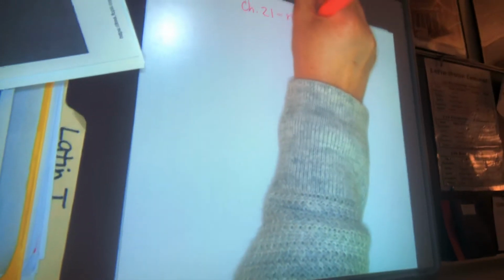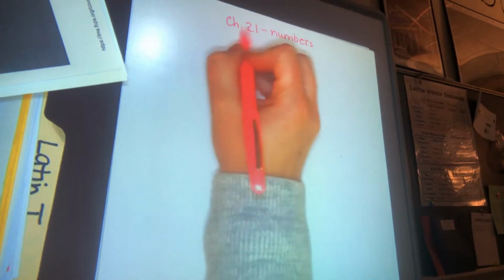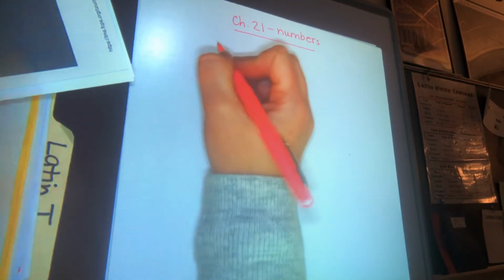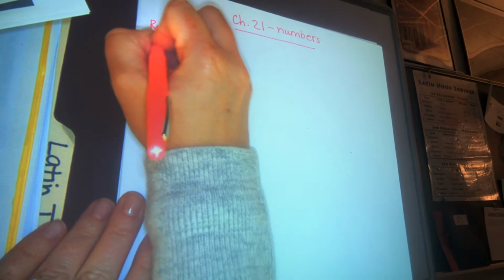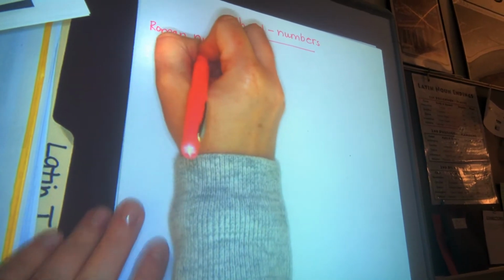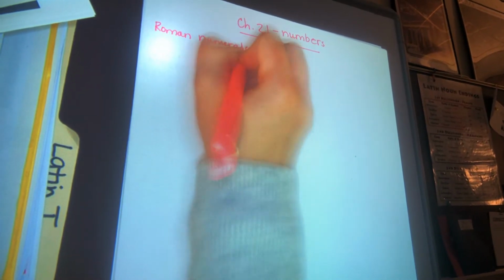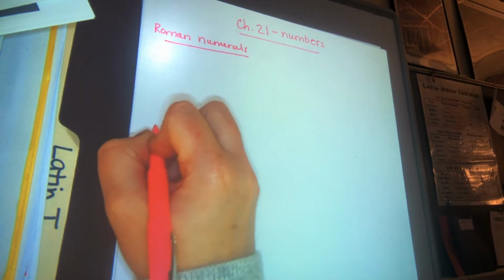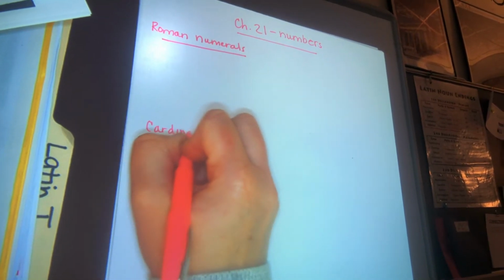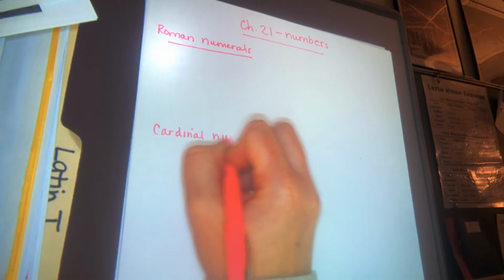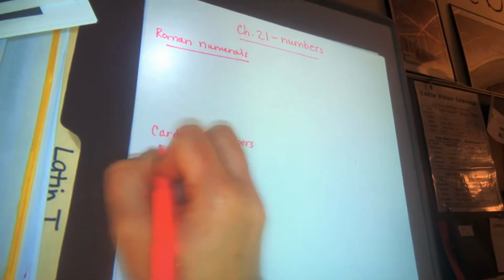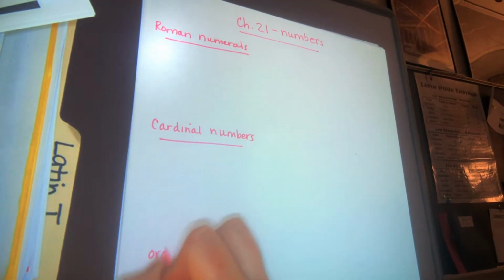Okay, so in chapter 21, we are going to talk all about numbers. It can really be broken down into three sections: Roman numerals, cardinal numbers, and ordinal numbers.